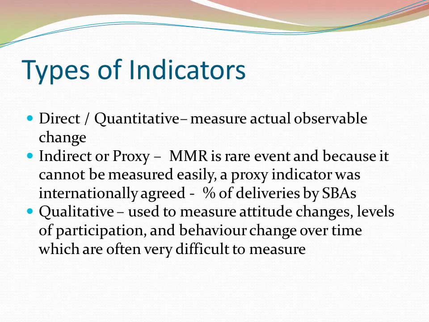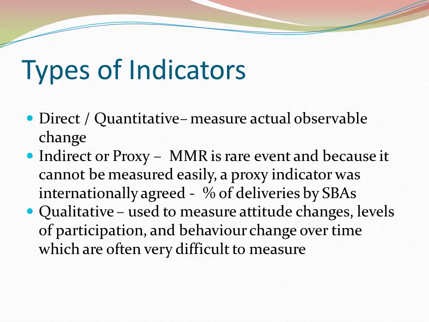But then there are different types of indicators. There are direct or quantitative indicators, which measure actual observable change. There are indirect or proxy indicators. Maternal mortality is a rare event, and because it cannot be measured easily, internationally a proxy indicator has been agreed, which is percentage of deliveries by skilled birth attendants.